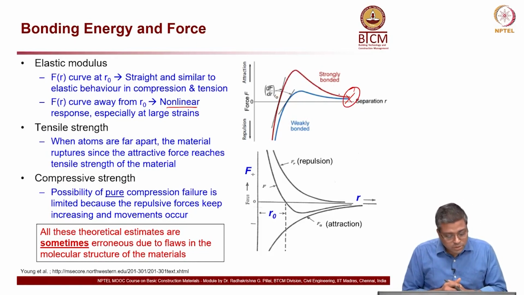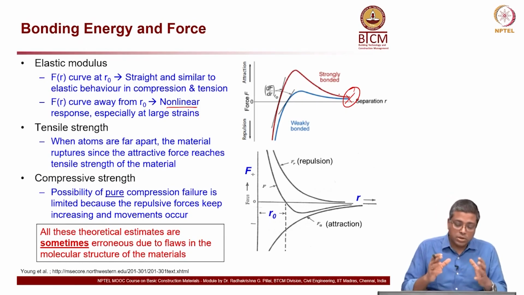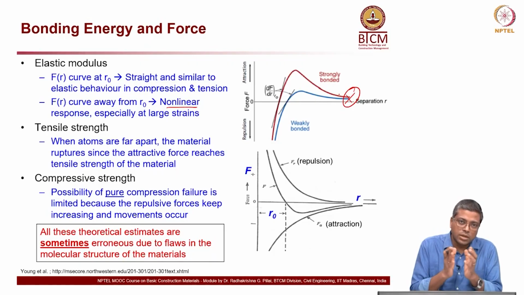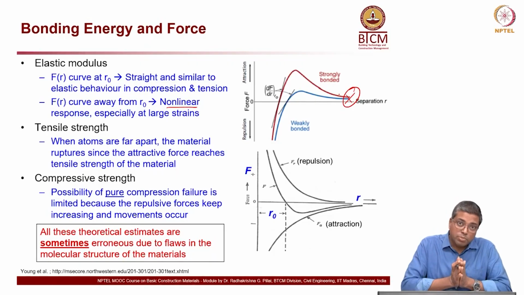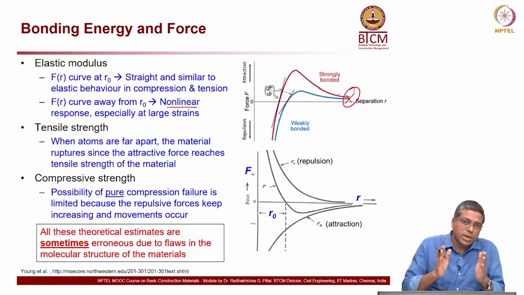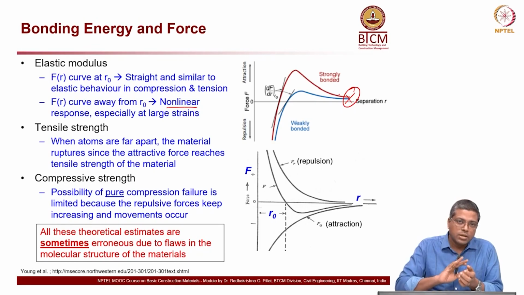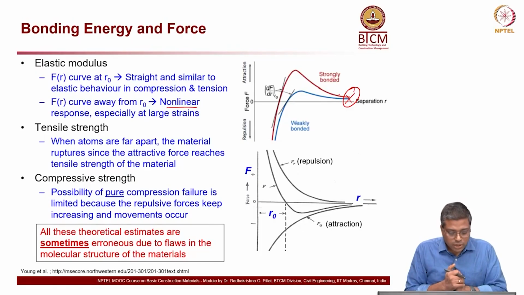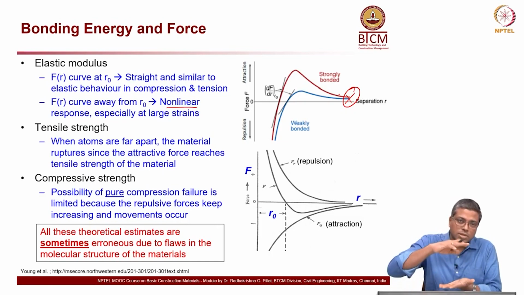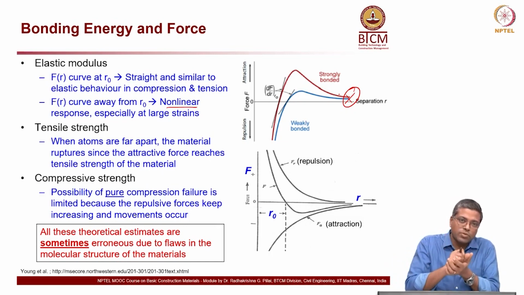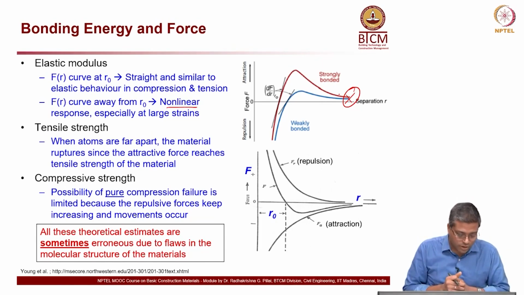Now, when you talk about compressive strength, the possibility of pure compression failure is very limited. Why? Because as you keep pushing the atoms together, repulsive forces are generated which prevent them from getting too close. But what eventually happens is that there will be some lateral movement; instead of compressing, the material will just try to slip. When you look at a concrete prism specimen, you will see that when you compress it, it does not compress by reducing the volume of the material, but rather undergoes shear failure because of the horizontal movement.